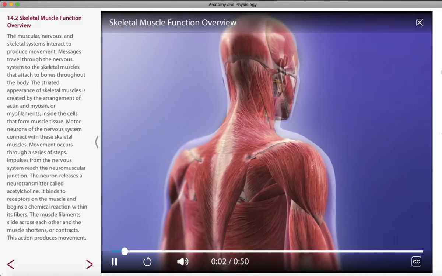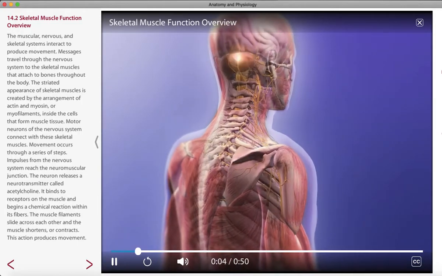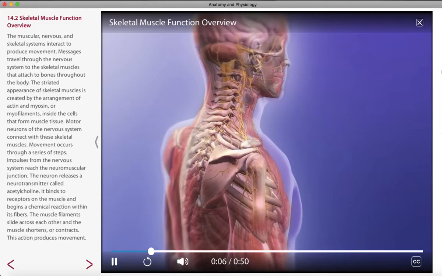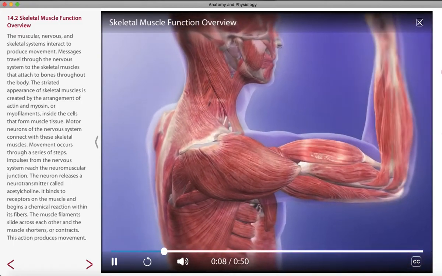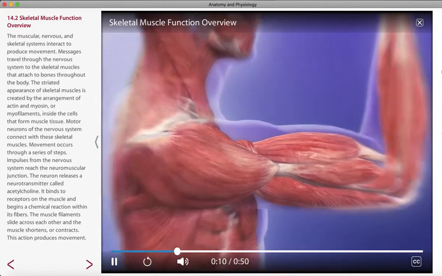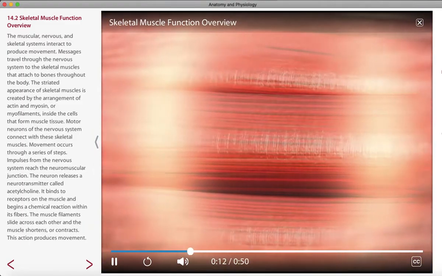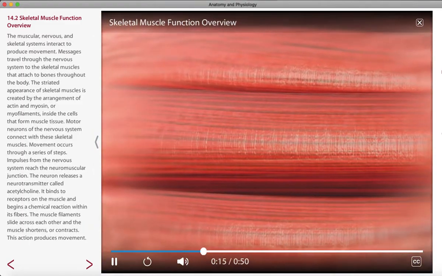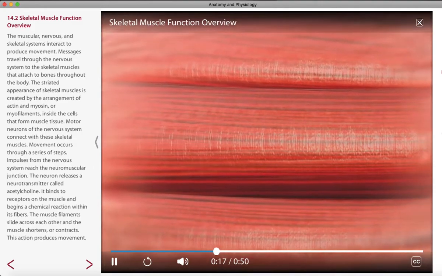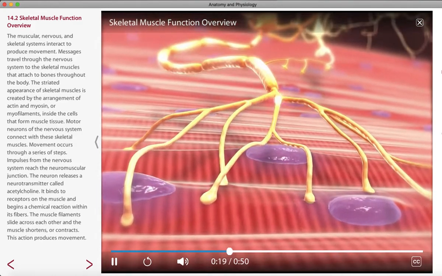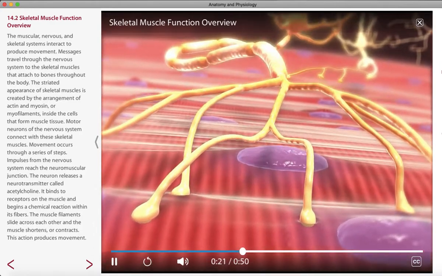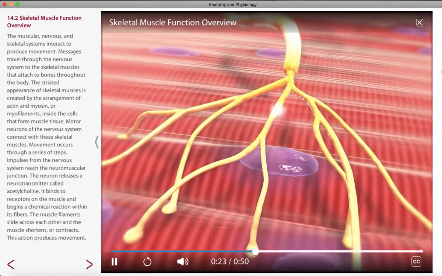Nervous, and skeletal systems interact to produce movement. Messages travel through the nervous system to the skeletal muscles that attach to bones throughout the body. The striated appearance of skeletal muscles is created by the arrangement of actin and myosin, or myofilaments, inside the cells that form muscle tissue. Motor neurons of the nervous system connect with these skeletal muscles.